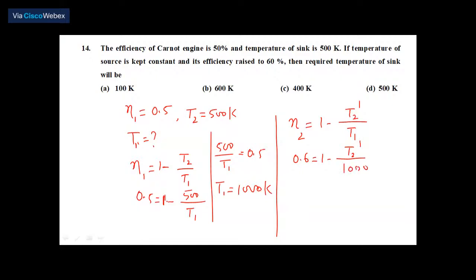Right. Now we'll find out T2 dash. T2 dash divided by 1000 is equal to 1 minus 0.6 is equal to 0.4. Right. So T2 dash is equal to 0.4 into 1000 is equal to 400 kelvins. So the required temperature of sink for the efficiency to be 60% is 400 kelvins. 14th one, option C. We'll move to the next one.